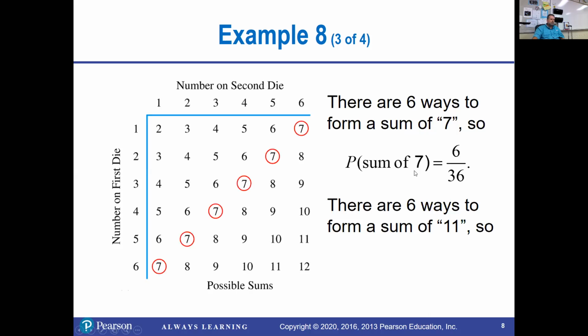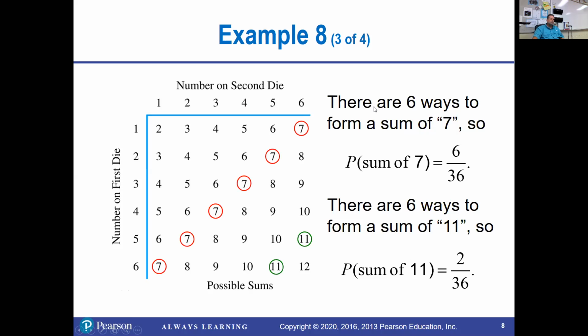Okay, so there's your sum of 7s. And they have a typo in here. That's supposed to be a 2. I was going to say, I looked at that, so there's not 6 ways to get an 11. There are 2 ways to get an 11. Just make sure you understand that.